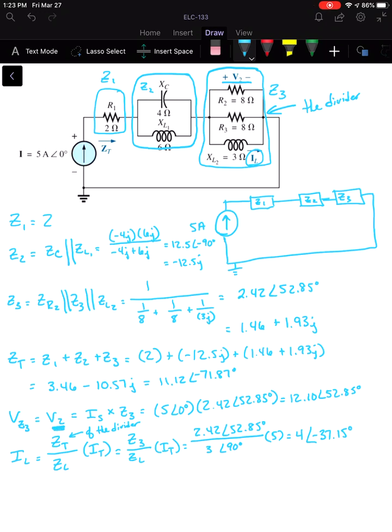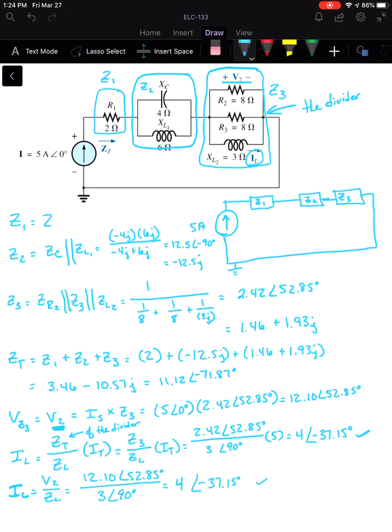Now, if you wanted to check that current, remember V2 that we just found, that's actually the voltage drop across that inductor. So IL should also be V2 over ZL. So if we had 12.10 at 52 degrees, oh, that's 3, not 2, at 3 at 90 degrees, we should get about the same thing. So we should get right about 4 at negative 37.15 degrees.